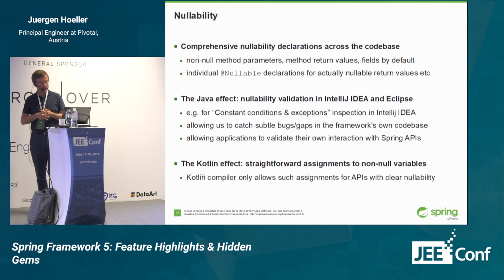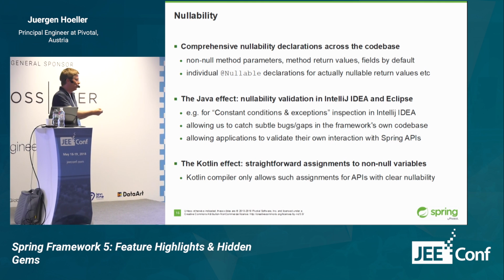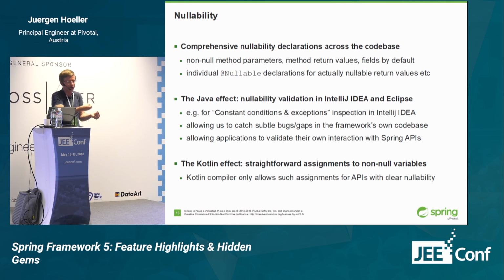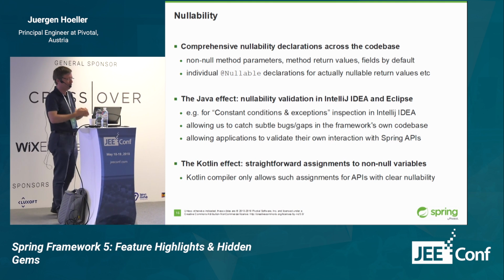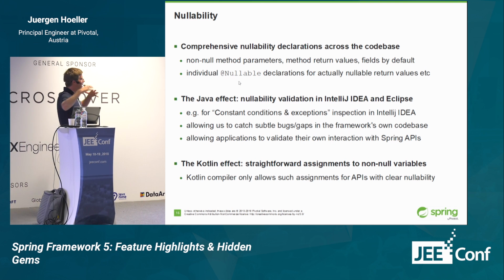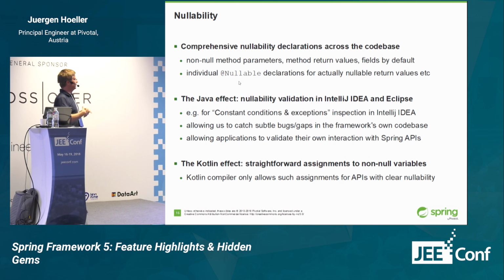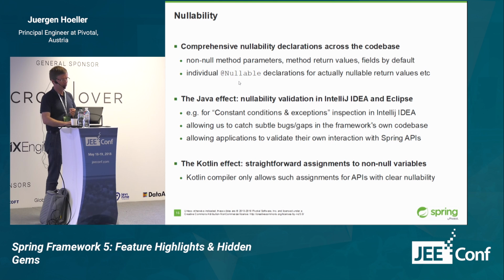Kotlin compiler assignments. Basically, if you're in a piece of Kotlin code, calling, say, beanFactory.getBean or any other Spring API where you know that the outcome is never null, then the Kotlin compiler allows you to assign it to a non-null variable declaration, to a non-null type declaration. In the Kotlin language, you have very explicit support for nullability. These annotations in our code base make the Spring APIs a good citizen in that kind of world. The Kotlin compiler makes good use of that meta information.